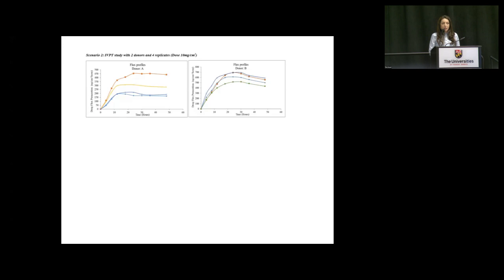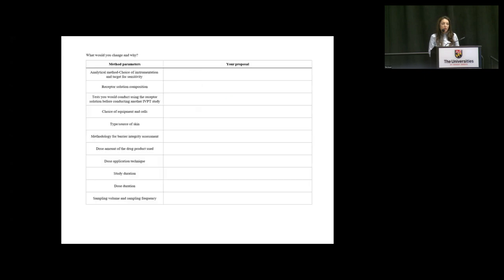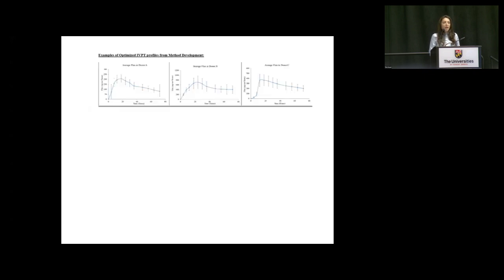And for the second scenario, which was independent of the first scenario, these are the two profiles generated from the first IVPT study using the proposed method. And again, based on these results, is the IVPT method adequate to move forward, or does it need further optimization, and if yes, what considerations do we need to have for optimizing the method? Again, we provided them this method parameters list and asked them which ones they would tweak and modify.